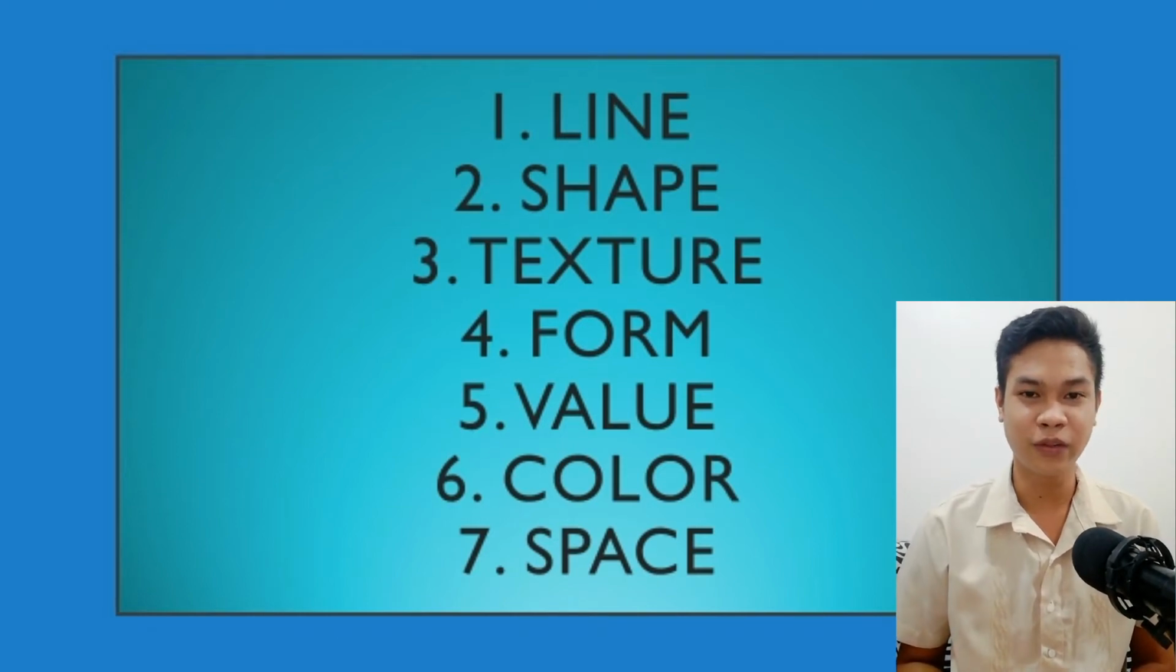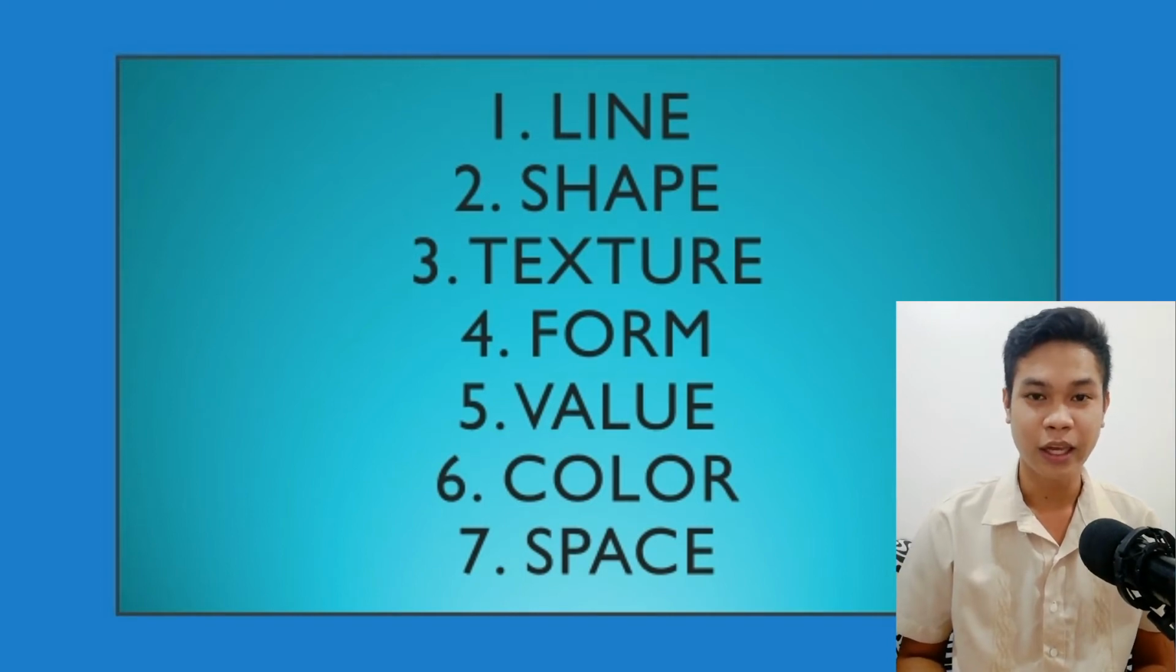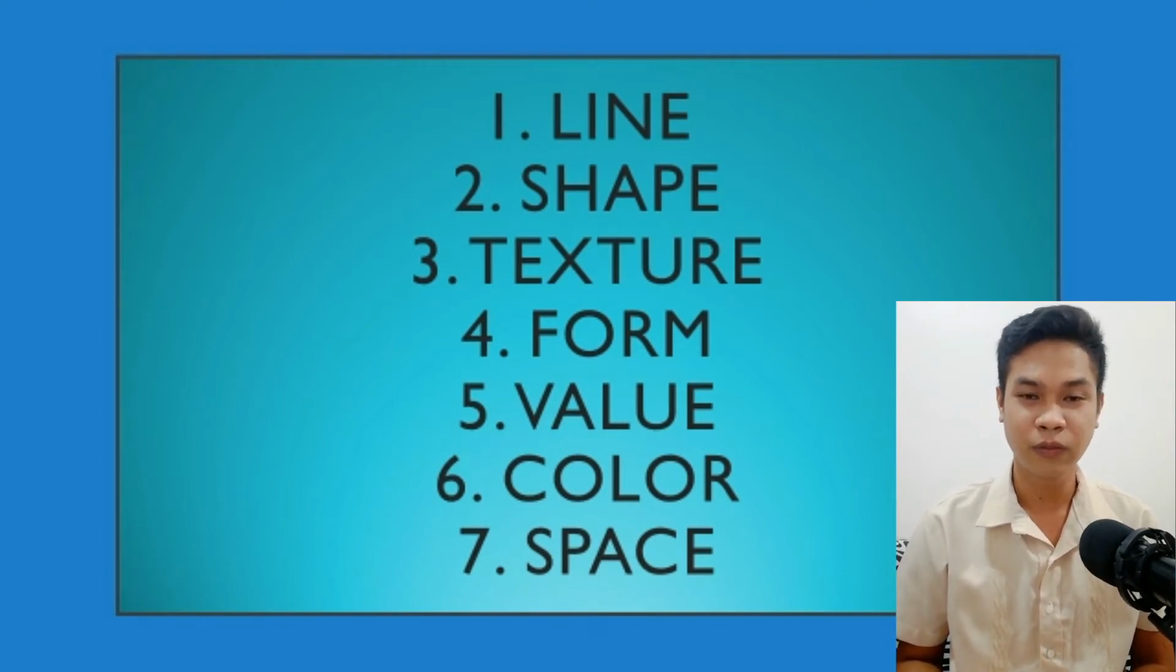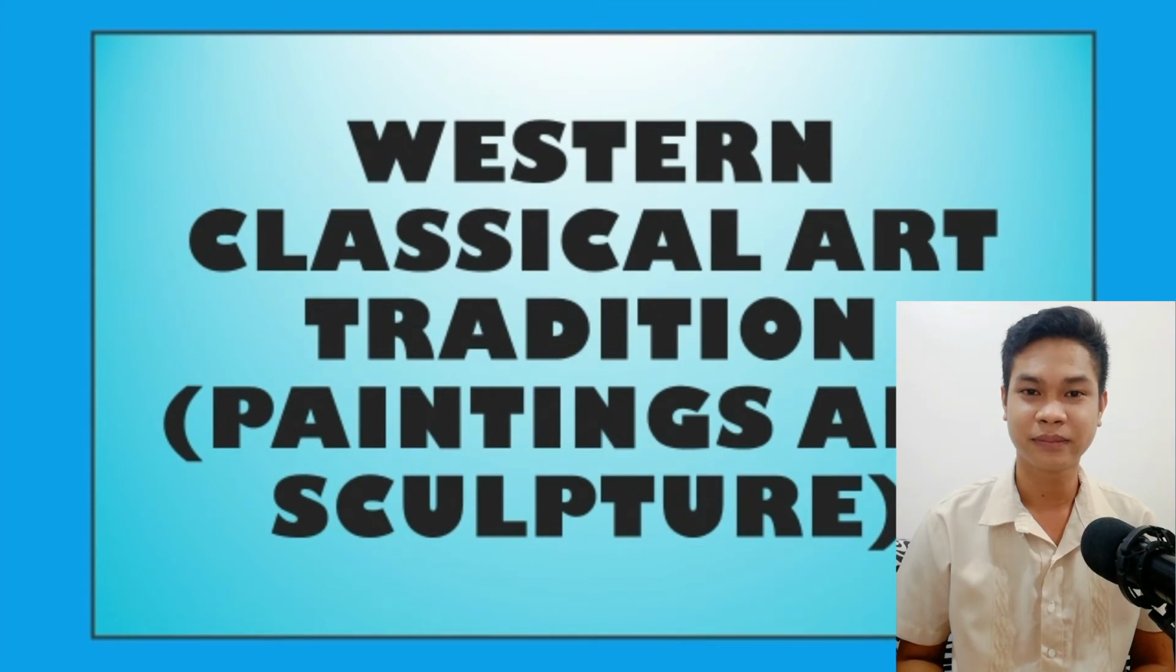Here is the list of the correct answers. Number 1, line. Number 2, shape. Number 3, texture. Number 4, form. Number 5, value. Number 6, color. And number 7, space. How many of you got the perfect score? Very good. So let's now go to our discussion.